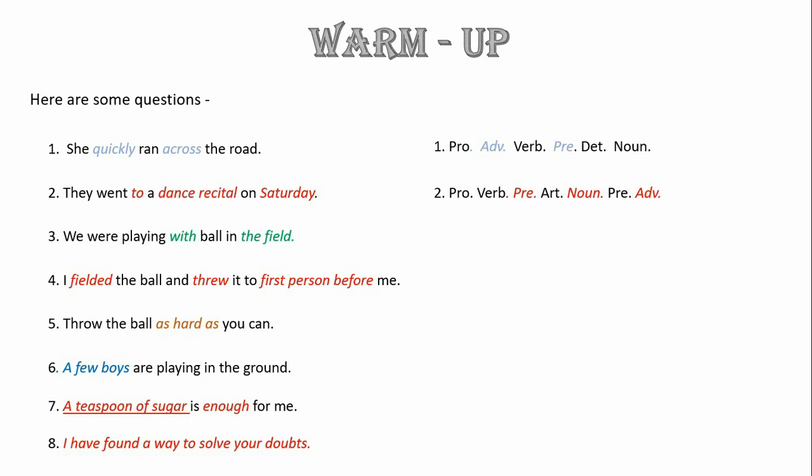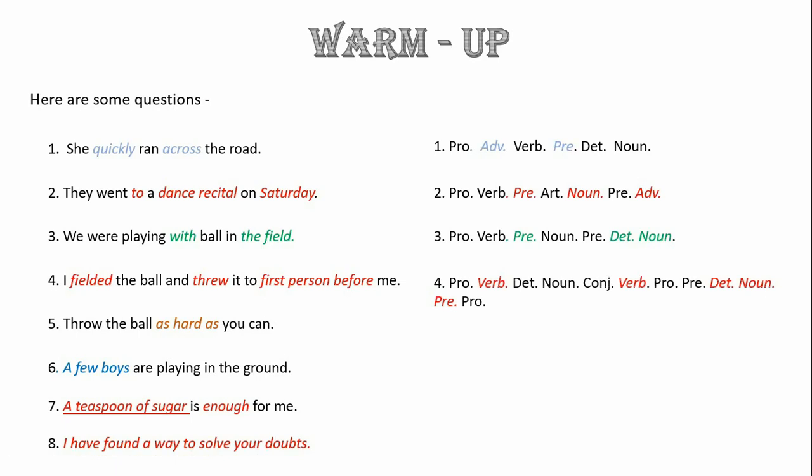Next, we: pronoun, were: verb, playing: verb. Were playing, both are verbs. One is auxiliary, the second one is the main. We will be learning this in our next sessions. With: preposition, ball: noun, in: preposition, the: determiner, field: noun. Next one is I: pronoun, fielded.